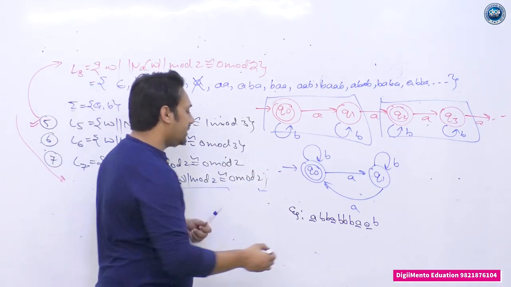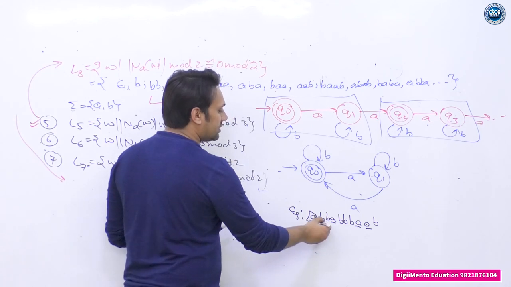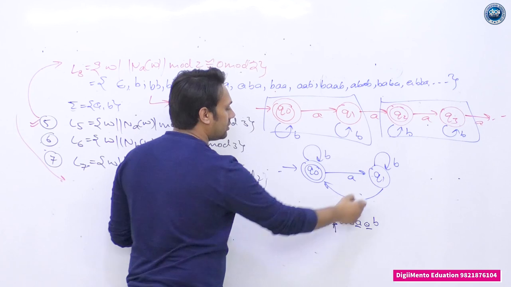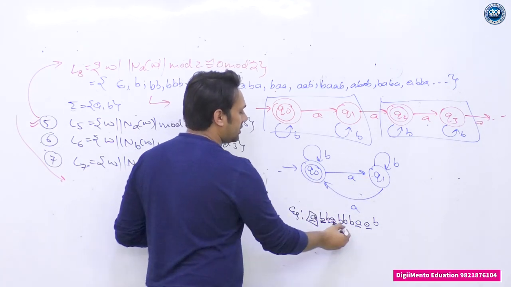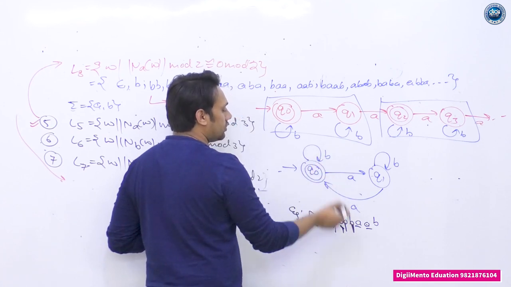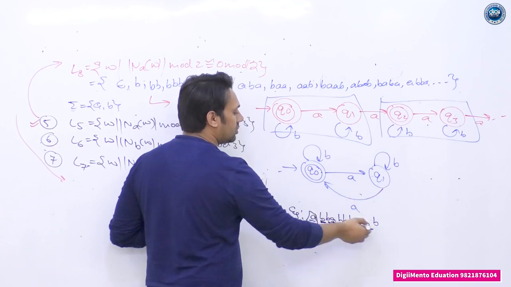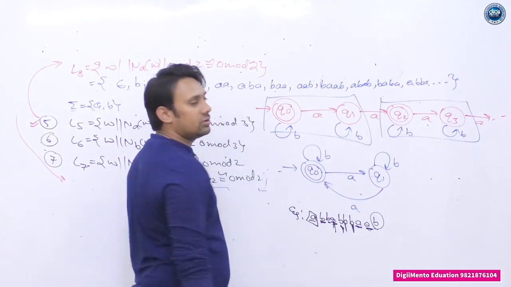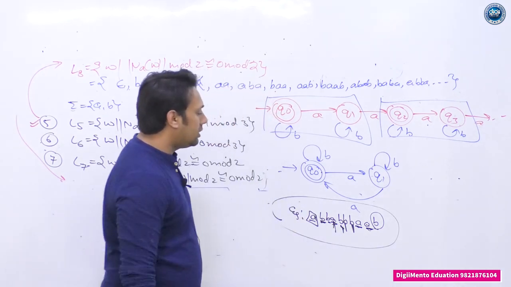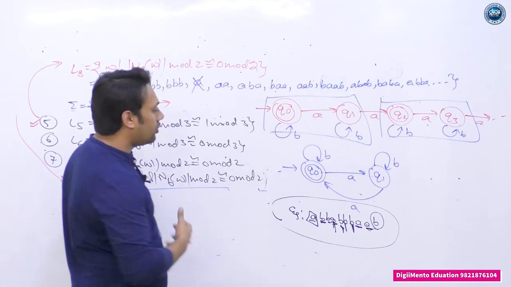So you can clearly see, if I give a first A, then I'll go from Q0 to Q1. From this B, Q1 to Q1. From this B, Q1 to Q1. From this A, Q1 to Q0. From these B's, Q0 to Q0. From this A, Q0 to Q1, from this A, Q1 to Q0, and from this B, Q0 to Q0. So basically, we are not really interested in the number of B's, we are only interested in the number of A's. Okay, I hope that you understood this.